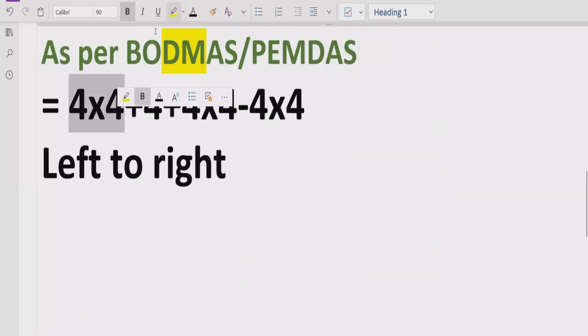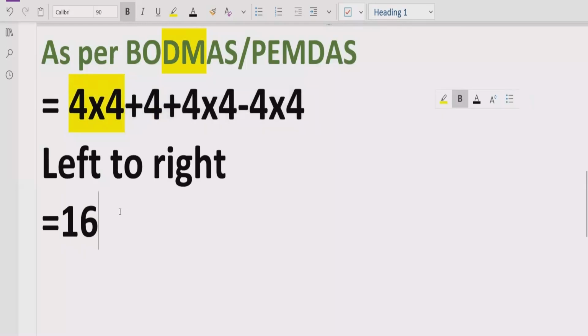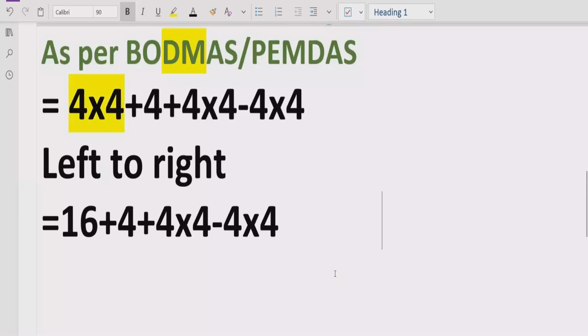So first we have this multiplication. Now we will multiply 4 multiplied by 4, which is 16. And other parts we will write as it is. And here we will give the reference: 4 multiplied by 4 equals 16.